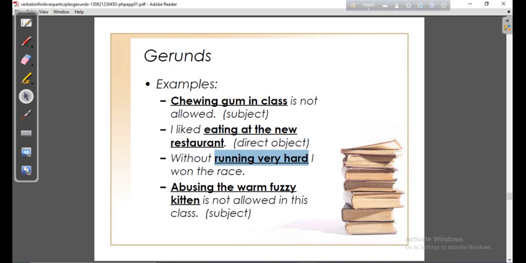Okay. Abusing the verb for the kitchen is not allowed in this class. So the verb abuse has taken ing with it, and here it is working like a noun. So it's a gerund. Dear students, I think you have been quite clear about gerund and participle.